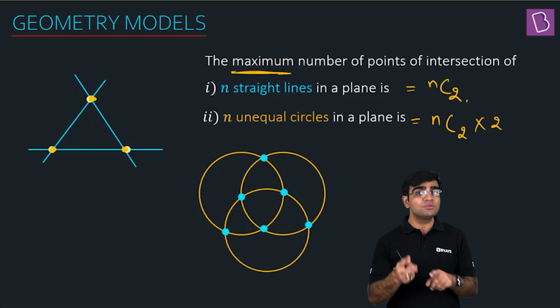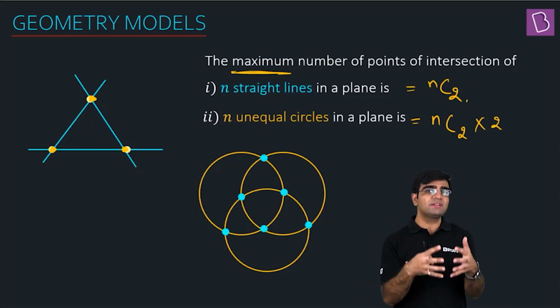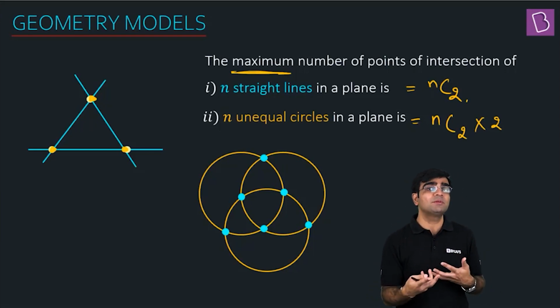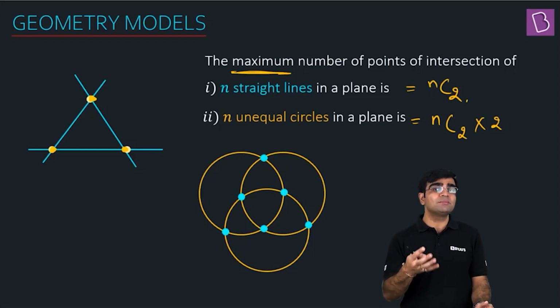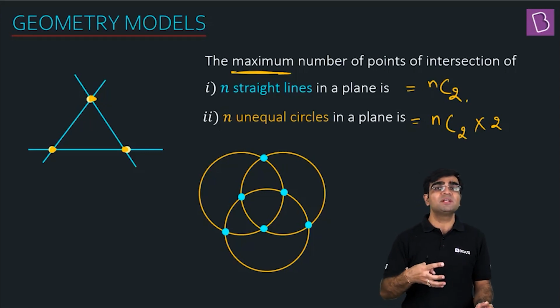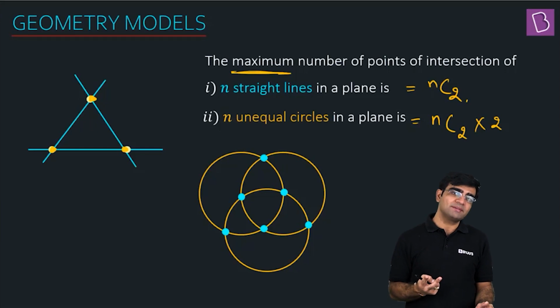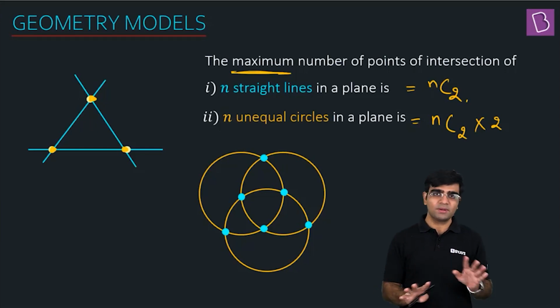NC2 is the number of ways I'm choosing any two circles, and every pair of circles, in the maximum possible fashion, can give me two intersection points. So NC2 gives me the number of ways I'm selecting a pair of circles, and every pair after intersection can give me two maximum intersection points. So NC2 into 2. Got it?